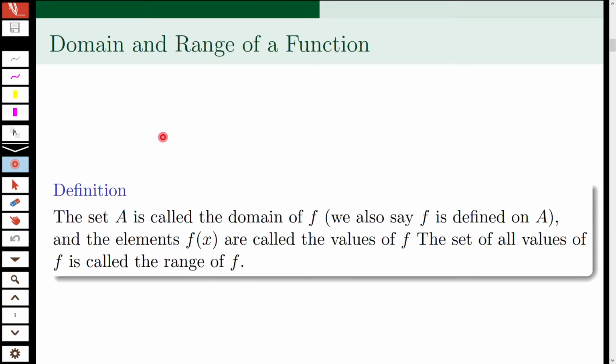Now we define domain and range of a function. The set A is called the domain of f. So you know that f is a function from A to B. So A is called the domain of f. We also say that f is defined on A. And the elements f of x are called the values of f. The set of all values of f is called the range of f.